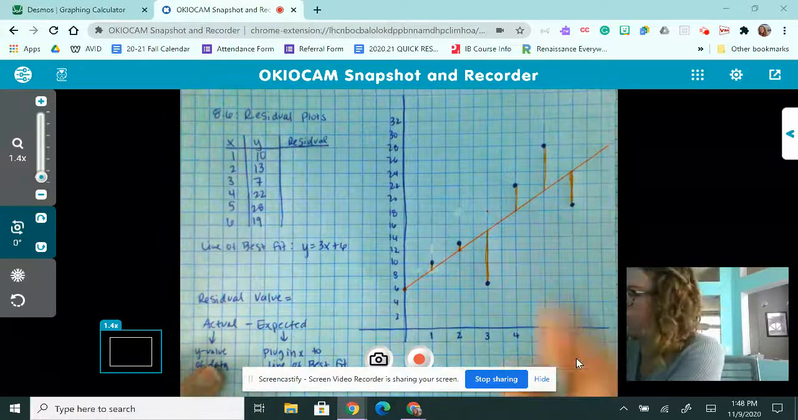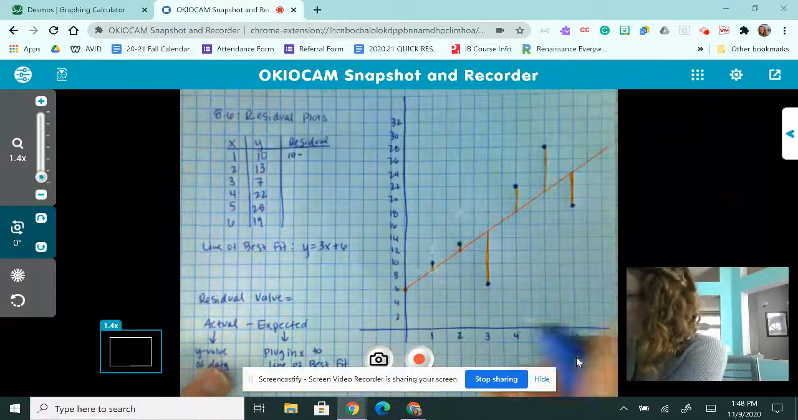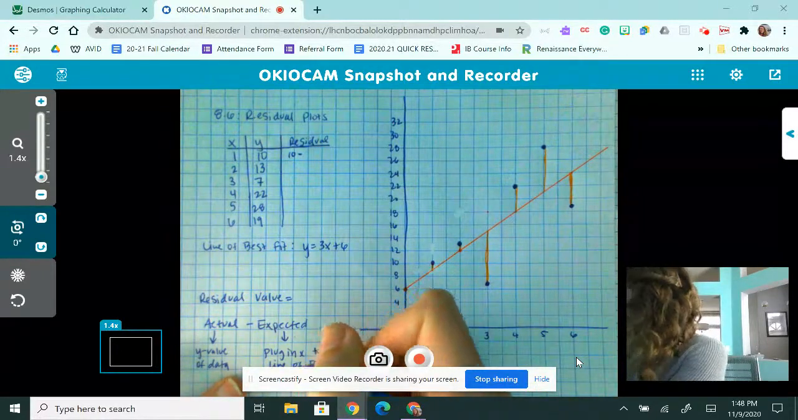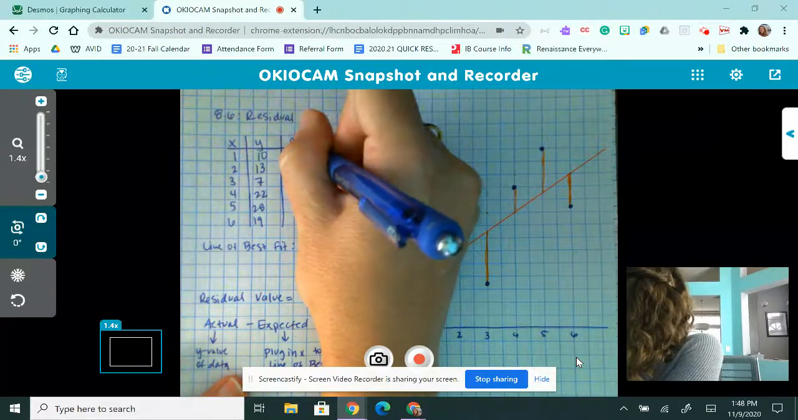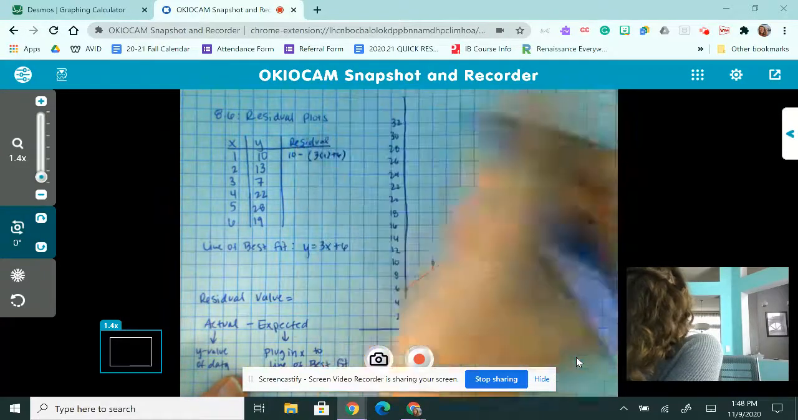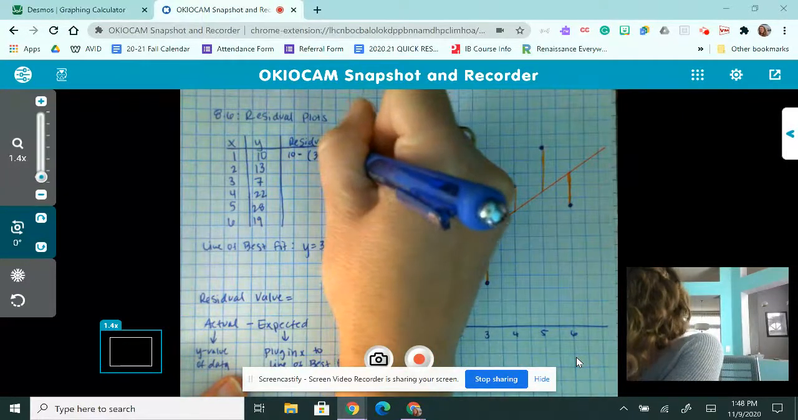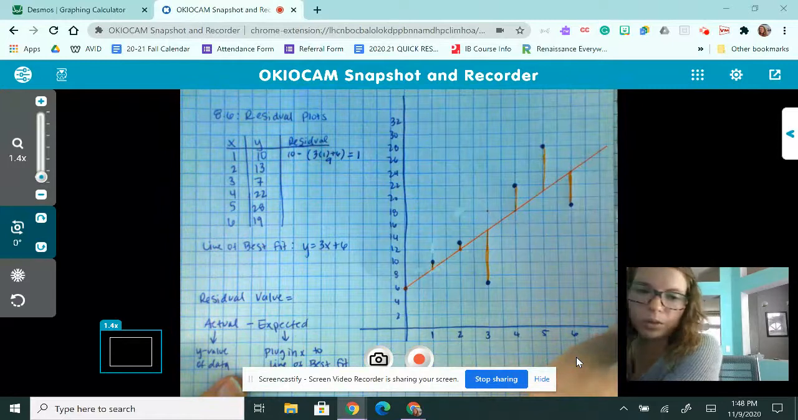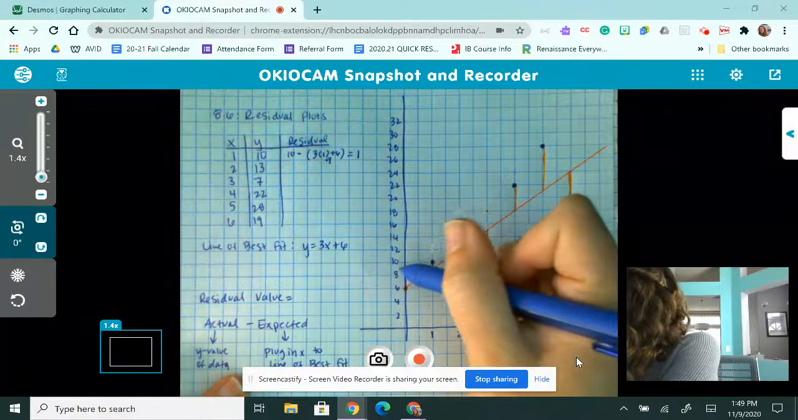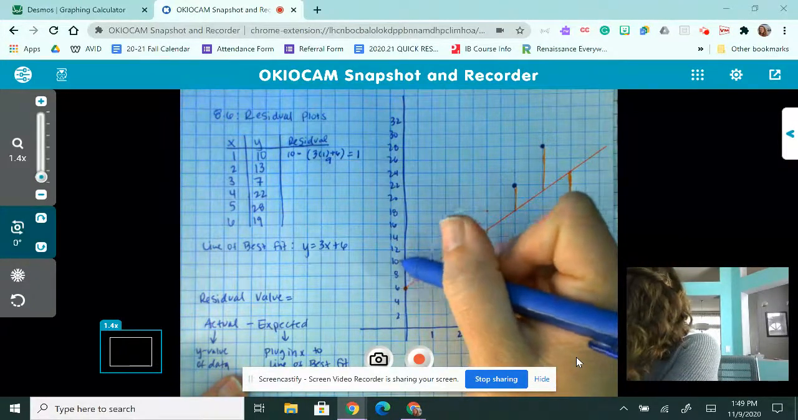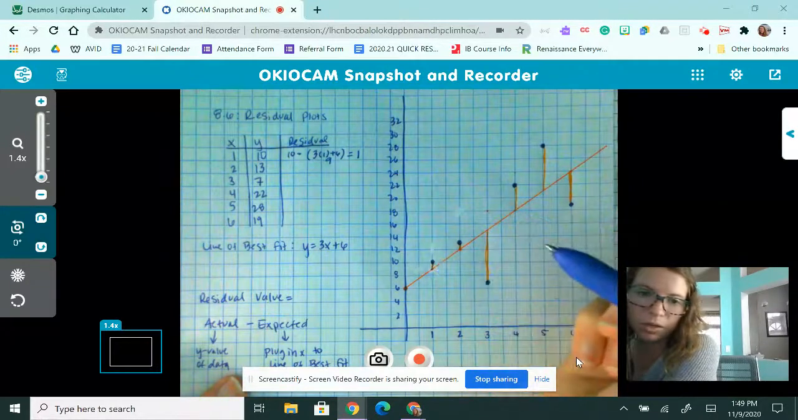All right, so here's how to do this. Residual value is the actual minus the expected. So for x equals 1, the actual value is 10 minus the expected value. So what we're going to do is take our equation and plug in 1 because x is 1. So 3 times 1 plus 6 is 9. So 10 minus 9 is going to be 1. So our residual value is 1. So at 1, if you take a look, because I'm going by 2's here, this is hitting halfway between 10 and 8. So that's at 9, and our value is at 10. So 10 minus 9 is 1. So that's our residual value there.